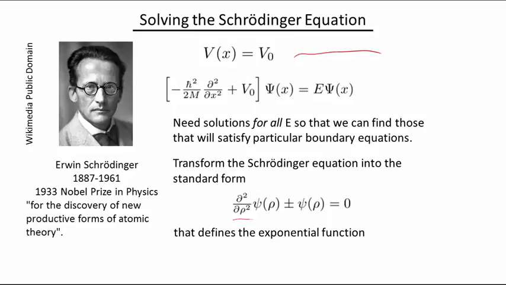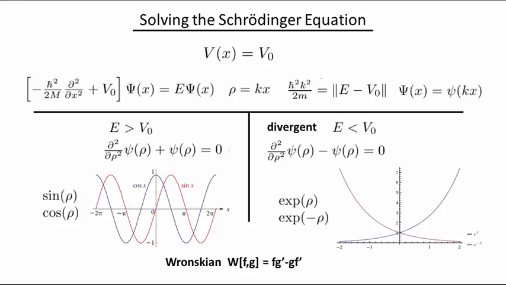Now, in the previous part, we solved for this constant potential, and we found that we could transform the Schrodinger equation into a standard form. And the key point about that standard form, there were two variants of it, with a difference in signs, according to whether E was greater than or less than the constant V naught. But in both cases, we had identified two solutions.